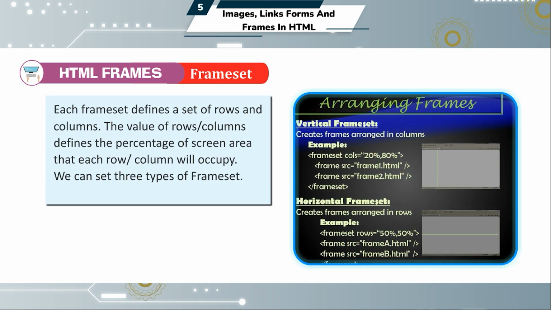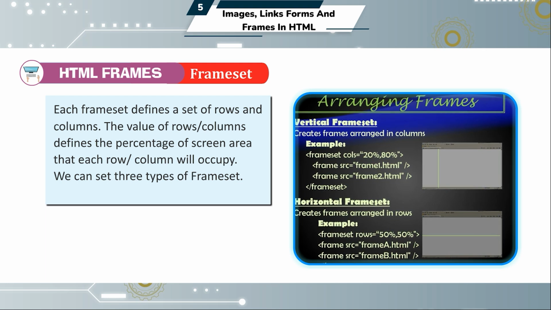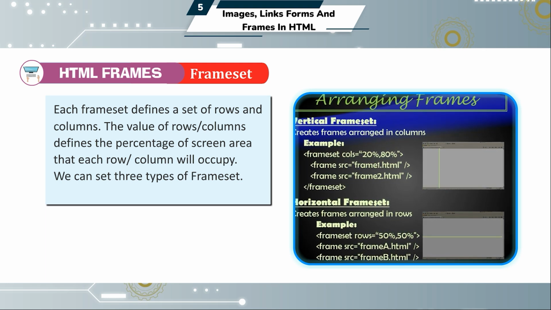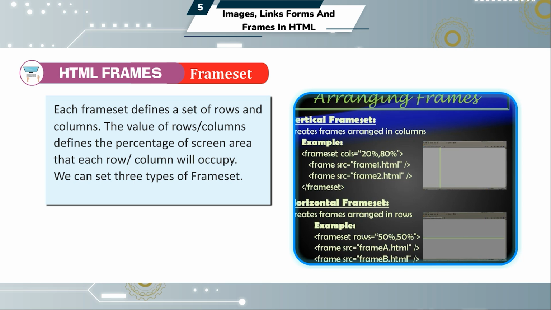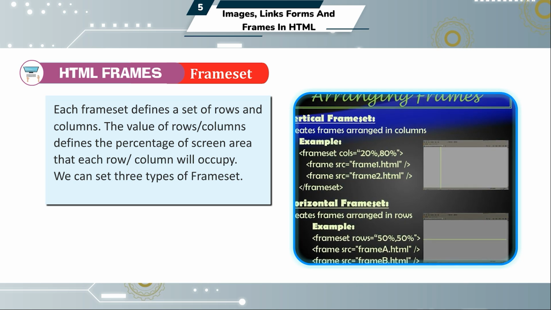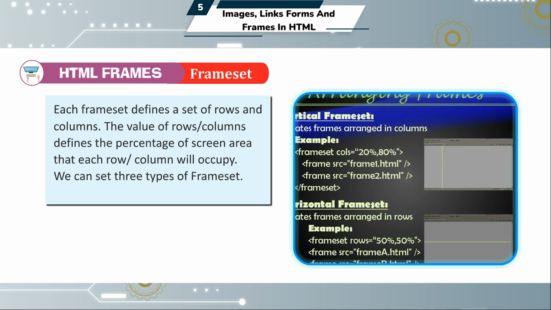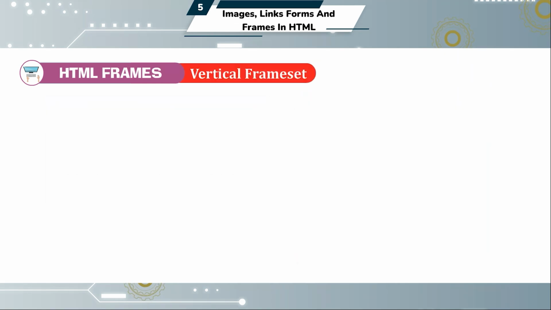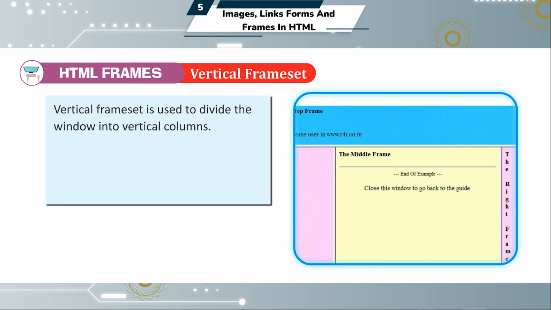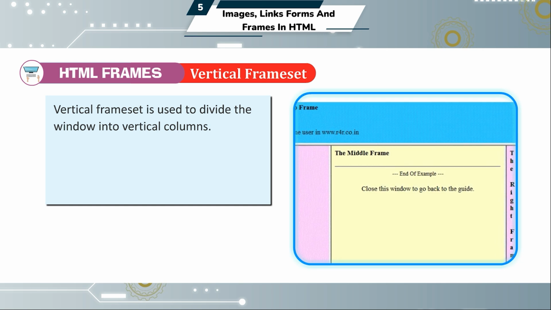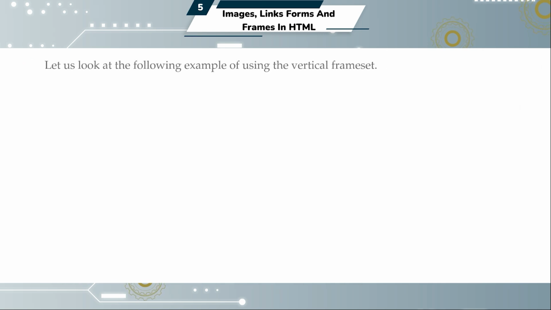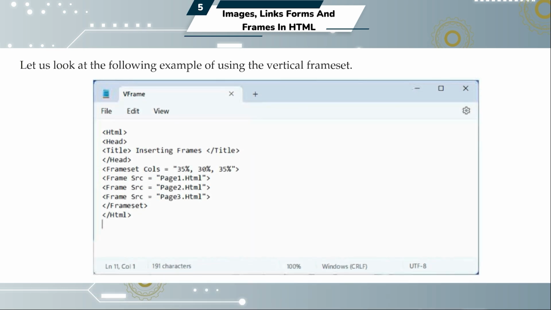Each frameset defines a set of rows and columns. The value of rows and columns defines the percentage of screen area that each row or column will occupy. We can set three types of frameset. Vertical frameset. Vertical frameset is used to divide the window into vertical columns. Let us look at the following example of using the vertical frameset.